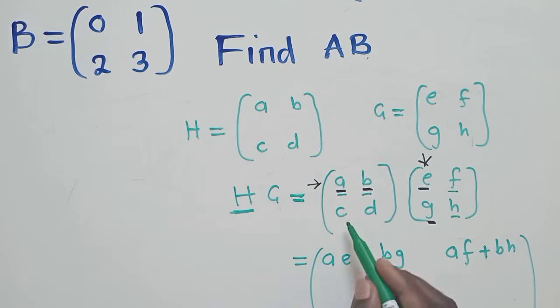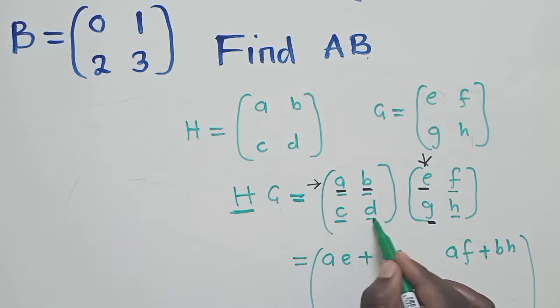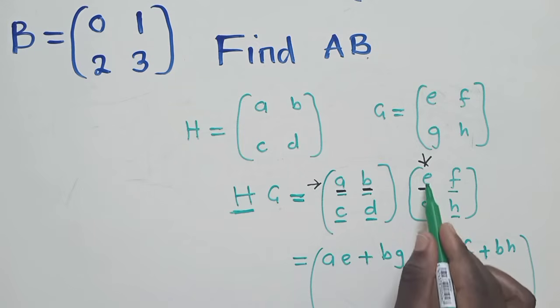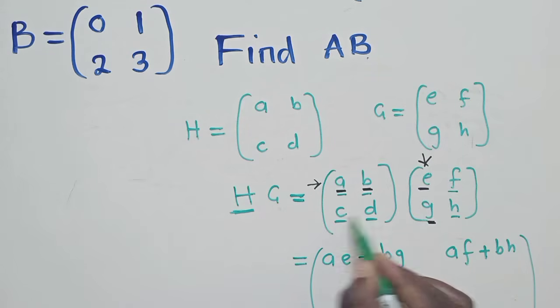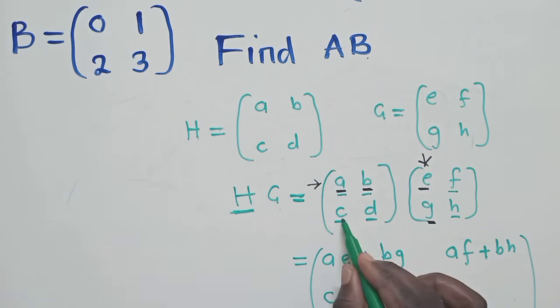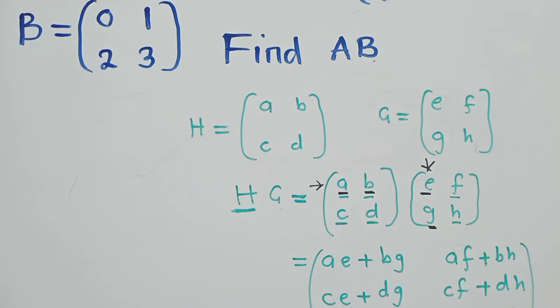Next, we come to this one. It will act the way this one was acting. This is multiplied by this. When we're done, we come to the same row by this. So it will be C times E, that is CE, and then plus D times G, that's DG. We are done. And then space, C times F, that's CF, plus D times H, that's DH. So we are done at this point.